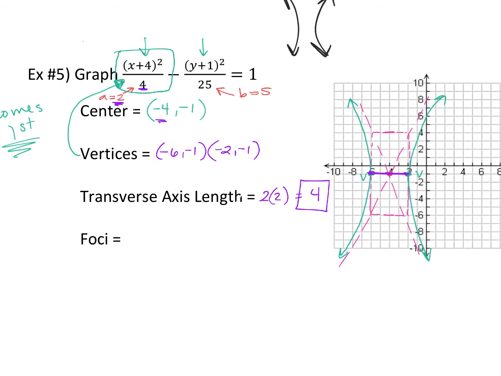Which foci equation do you use for a hyperbola? Do you add or subtract? You add, because you're subtracting in the equation, you're adding here. So it's c² = a² + b², or b² + a² would be fine.